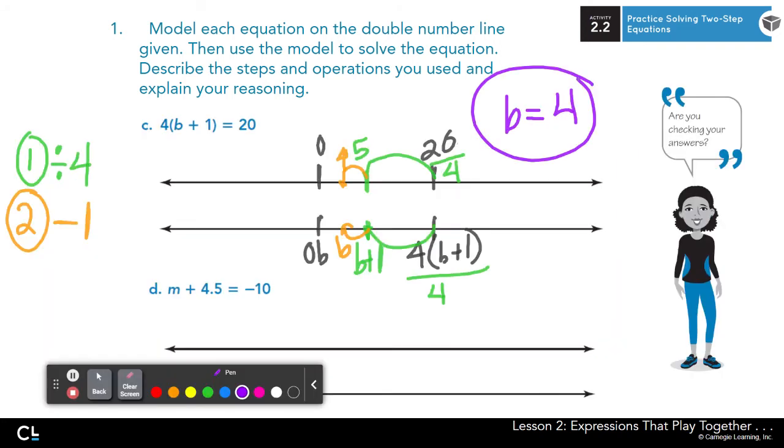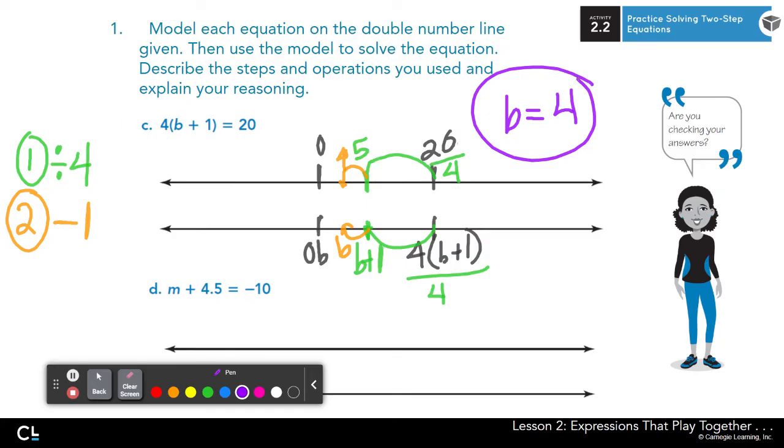For 1C, you got 4 times (b plus 1) is equal to 20. This is how you should have set it up. And the 2 steps that you would take to solve, well, I'll say this. Some of us seeing those parentheses may automatically want to distribute. And if you distributed, that is okay too. That's absolutely acceptable because you'll get the same answer.